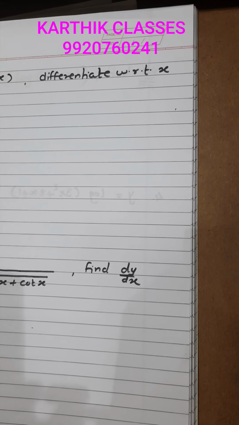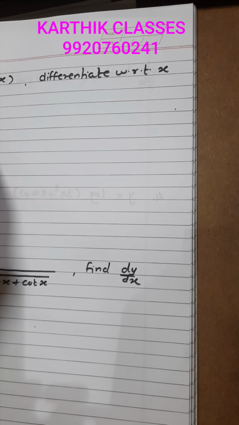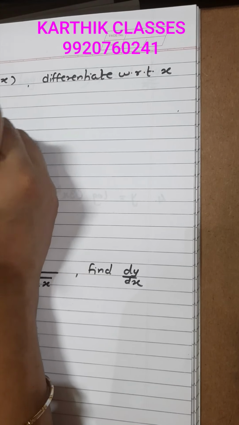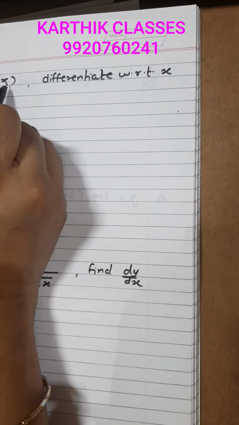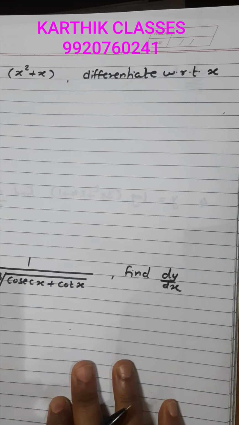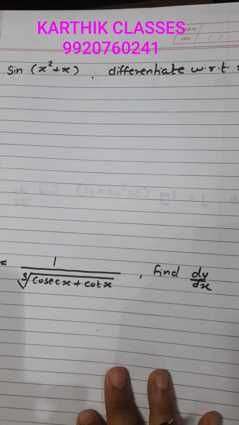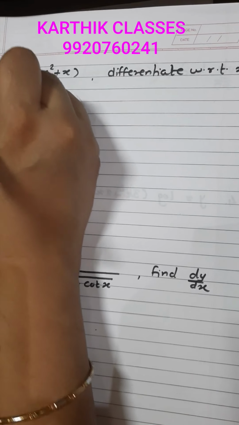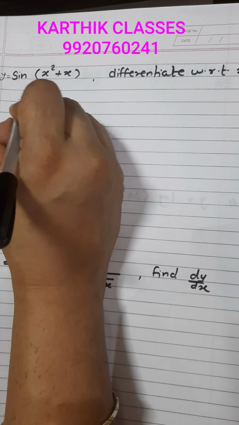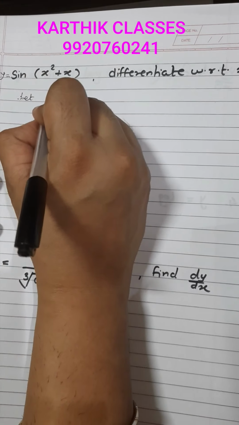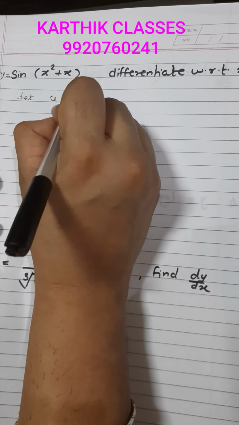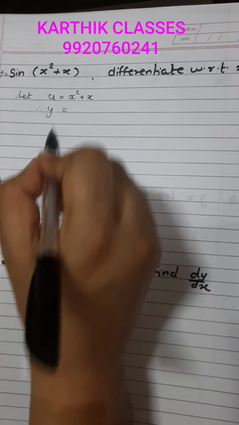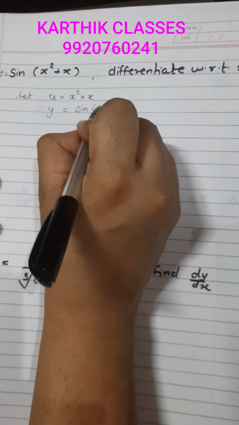Now next example, I have considered it as a trigonometric function. So we have sine of x square plus x. Let's see how we are going to do it. Therefore, first we will say let u is equal to x square plus x. Therefore, y is sine of u.